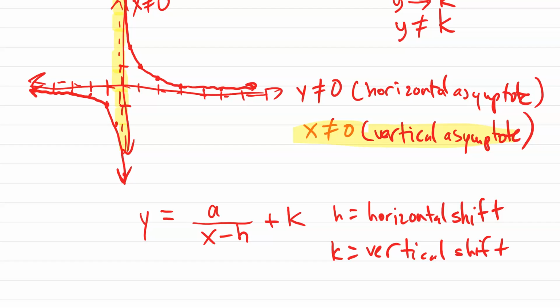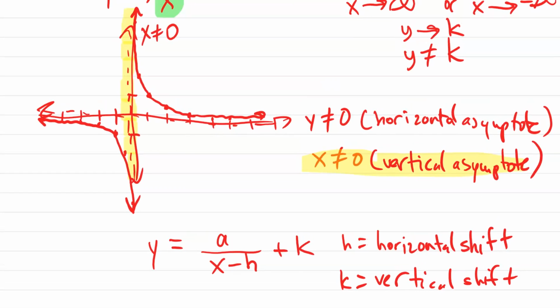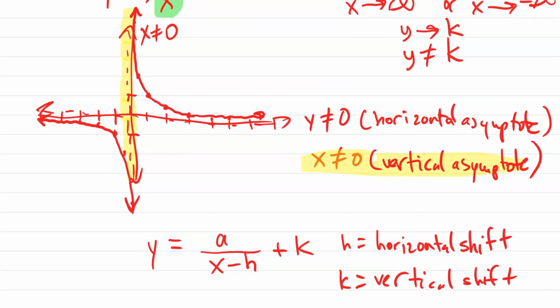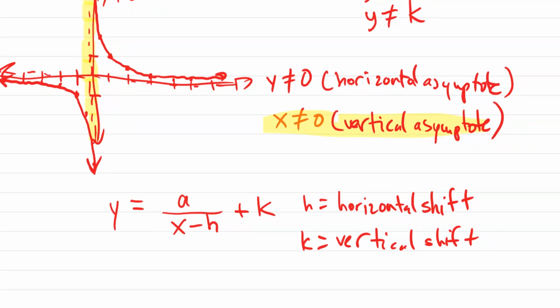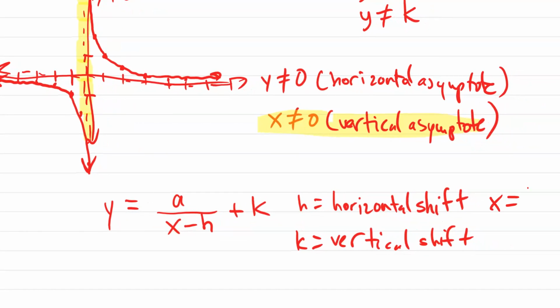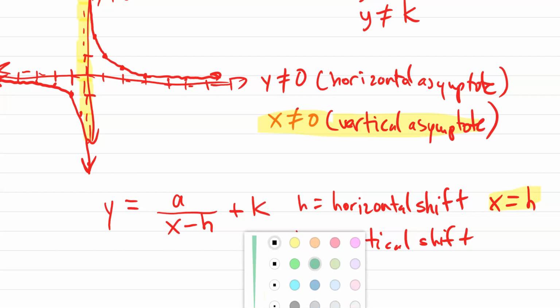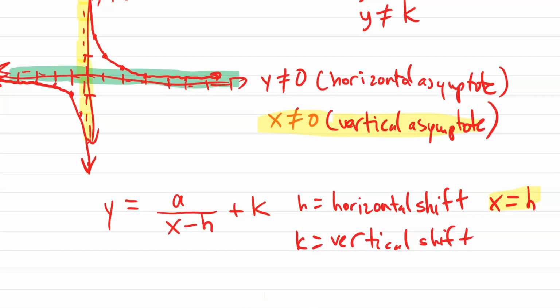And really, if you look at our parent graph, both of these asymptotes were at 0. So that h and that k actually create our asymptotes. The horizontal shift at h basically says that x cannot equal h. That would be our vertical asymptote. And the k is this horizontal line, our horizontal asymptote. That would be right here.